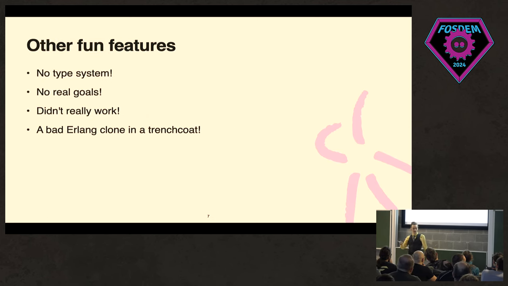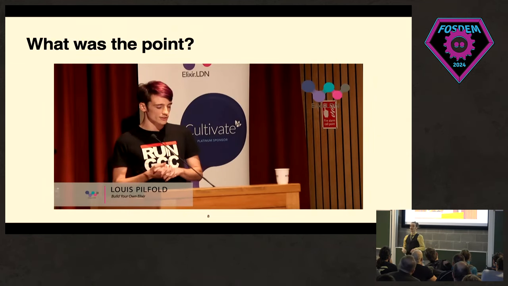Nothing. It didn't have a type system. It didn't really have a design. It wasn't working in any direction. You could return strings and maybe call a function, but that's kind of about it. And it was just a really bad layer on top of Erlang, which asked the question, why? Why did this exist? Well, it's kind of like today. I wanted to do a conference talk.